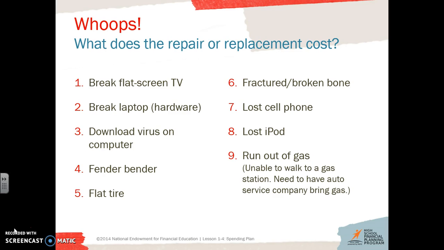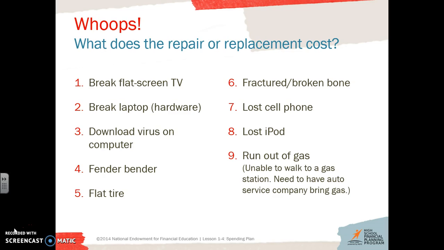Even though we're going to be creating a spending plan through this lesson, it's important to understand that so many things happen to us, and we don't plan for them. And most times, these accidents that occur cost us money. So you are going to be spending the next few minutes conducting a quick online search to estimate the repair or replacement costs for these different whoops situations. So let's look at these situations.